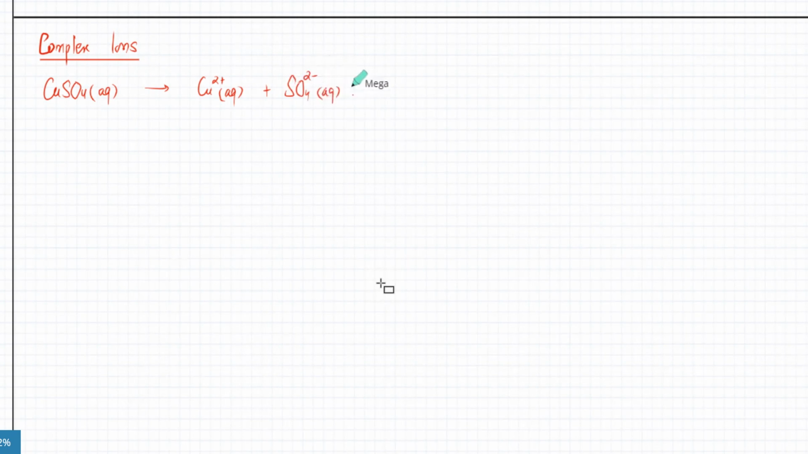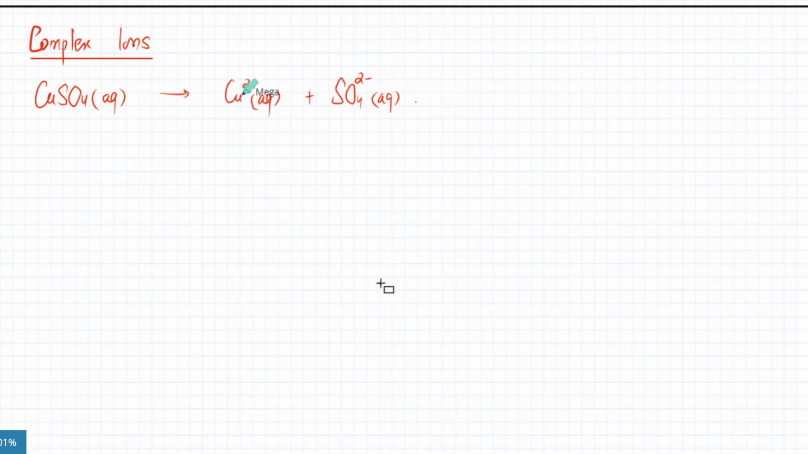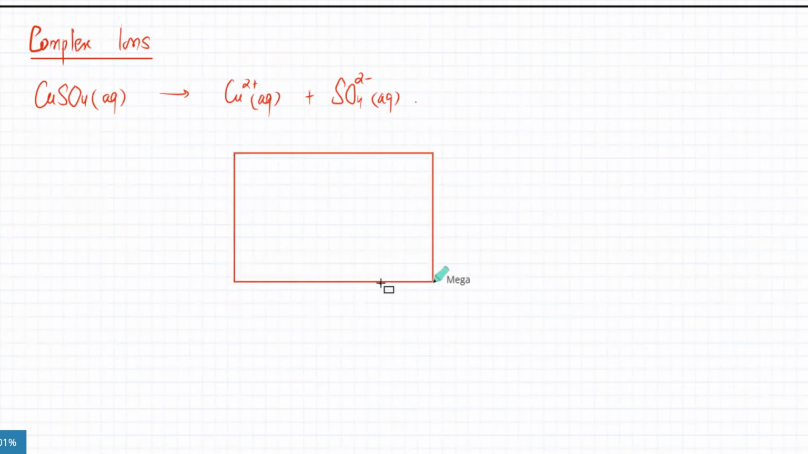So we've always studied this: a transition metal or any metal compound that is soluble dissociates in water and turns into aqueous ions. Previously, you had a copper ion and a sulfate ion, and they were all tightly held together. And there were lots of them. They were forming an ionic lattice.